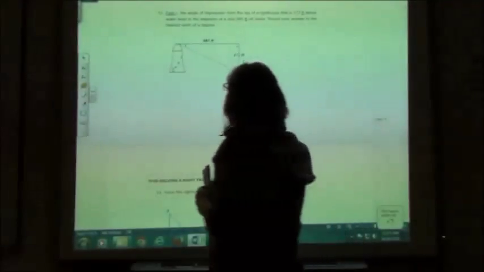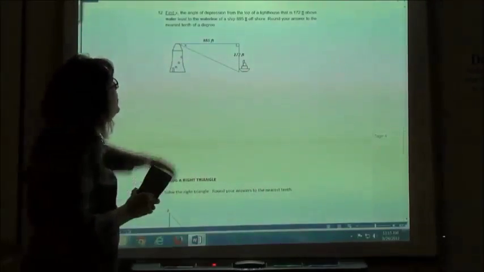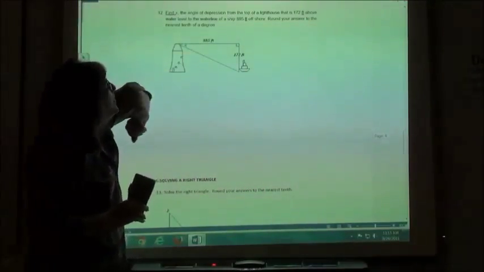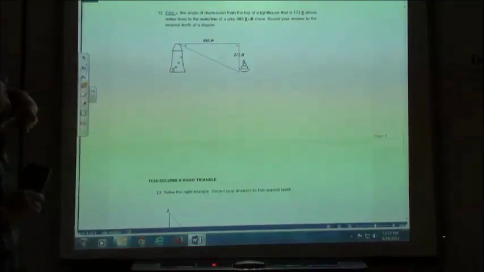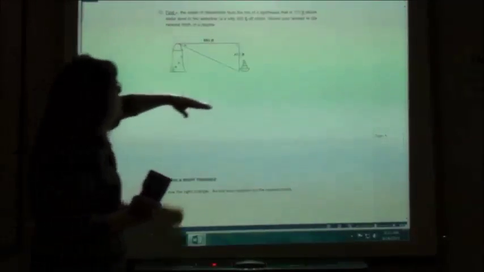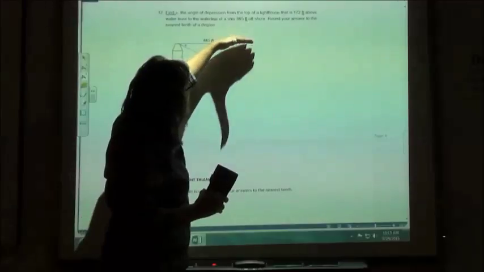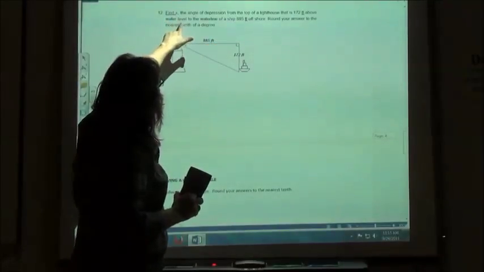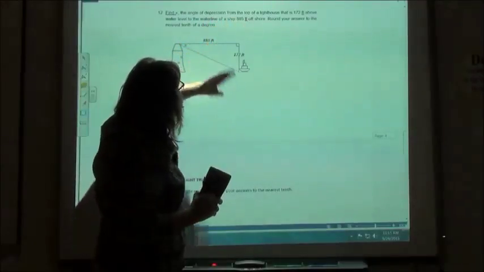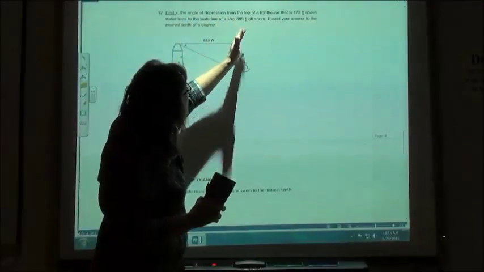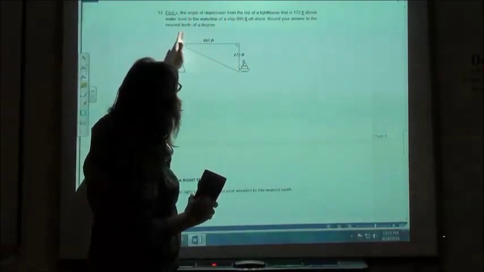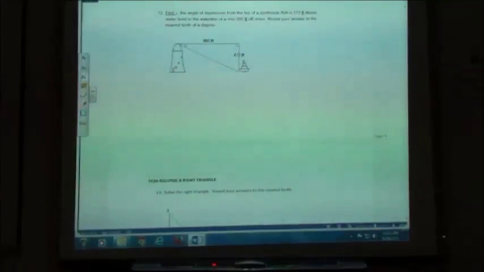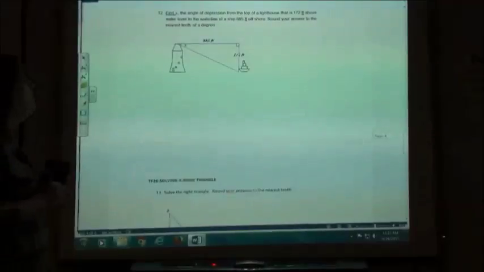So number 12 says find x, the angle of depression. So I'm starting on the top and going down. From the top of the lighthouse, that is 172 feet above water level. So here's the top, I went up 172 feet above the water level to the water line of a ship, that is 885 feet offshore. So my ship's way out here, it's 885 feet over to get to where the ship is. Round your answer to the nearest tenth of a degree again.